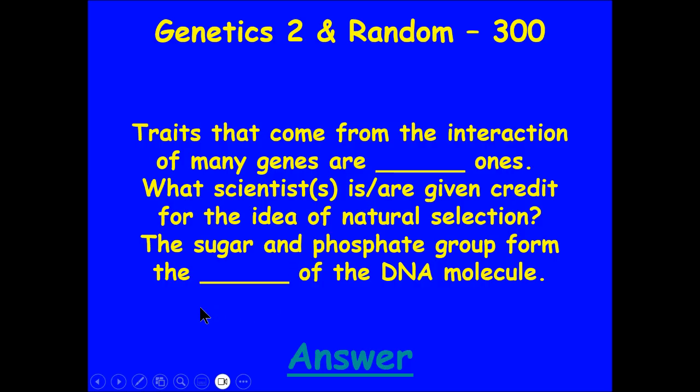Traits that come from the interaction of many genes are called blanks. What scientist or scientists is or are given credit for the idea of natural selection? So is it one scientist or is it two scientists or more scientists, I guess? The sugar and phosphate group form the blank of the DNA molecule. What part of that structure do they form? Answers coming in 5, 4, 3, 2, and 1.